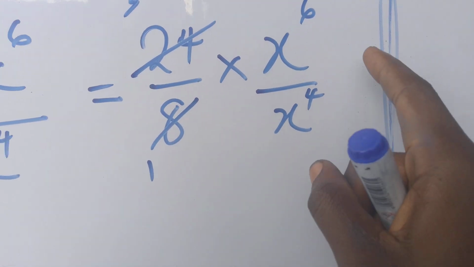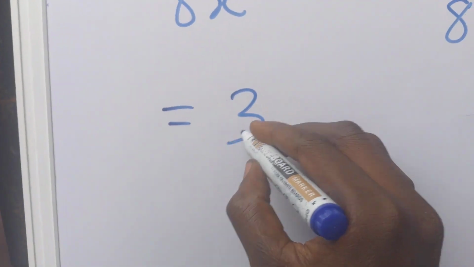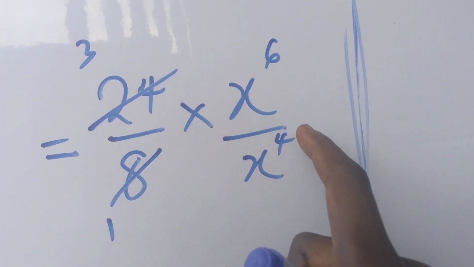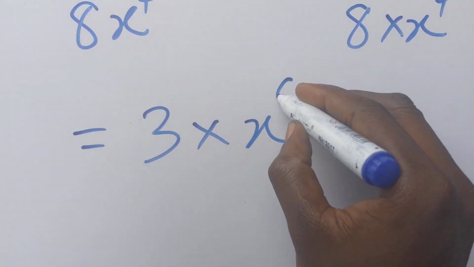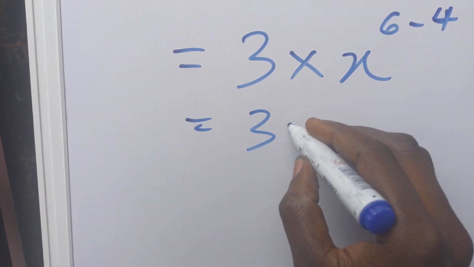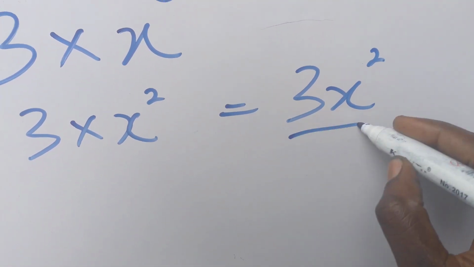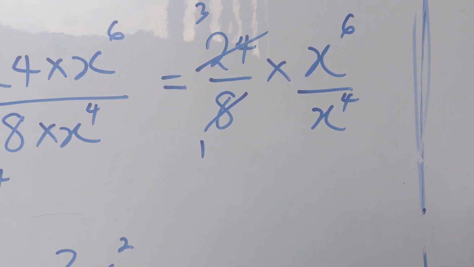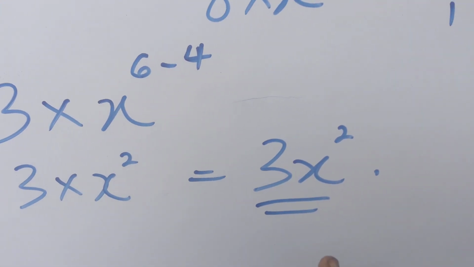Now apply the division law of indices here. This will be equal to 3 divided by 1, which gives us 3, times, you are subtracting the power of the divisor from that of the dividend, so you have 3 times x raised to power 6 minus 4, which gives us 3 times x raised to power 2. The final answer is 3x raised to power 2. So we subtracted 4 from 6, and 6 minus 4 is 2. So that gives us 3x raised to power 2.